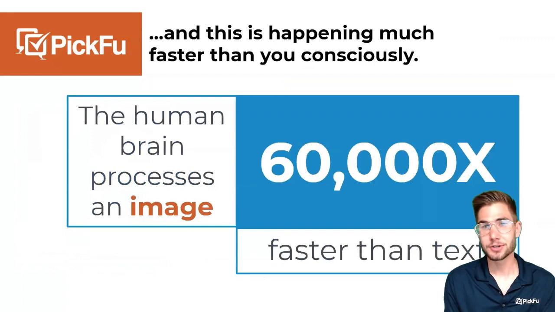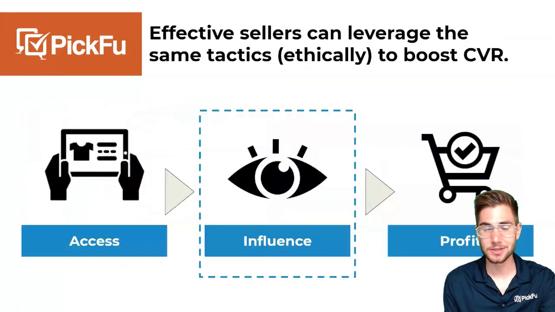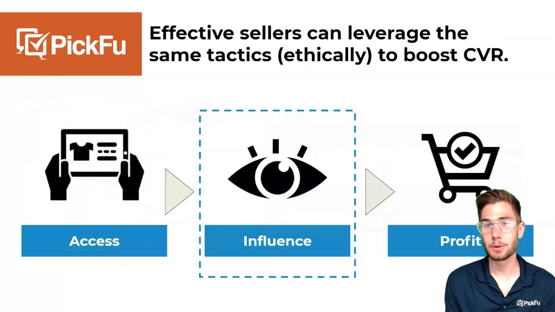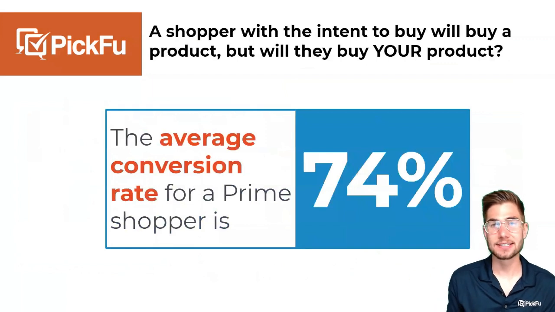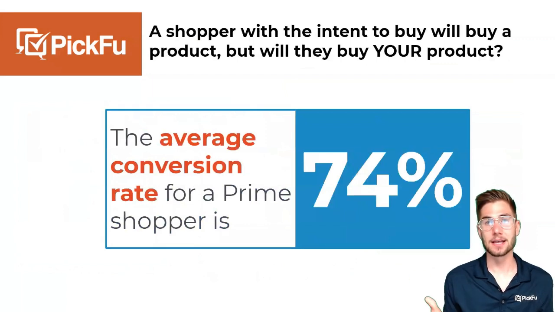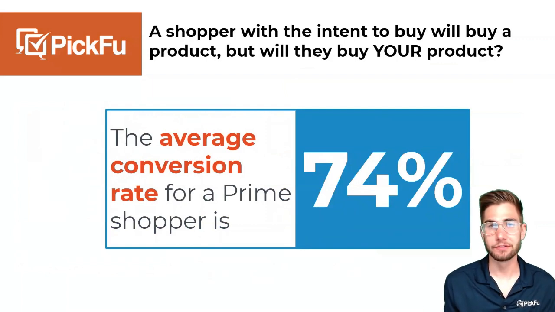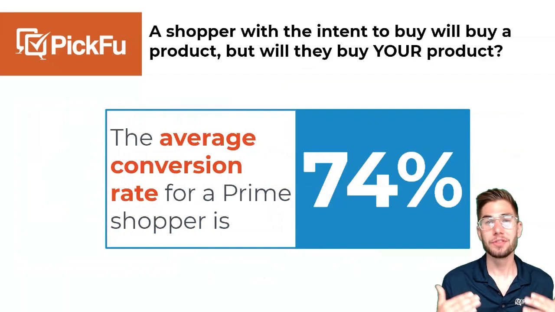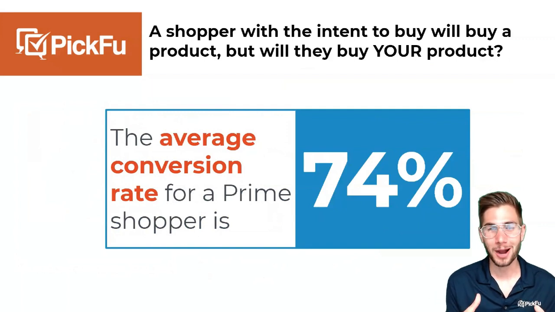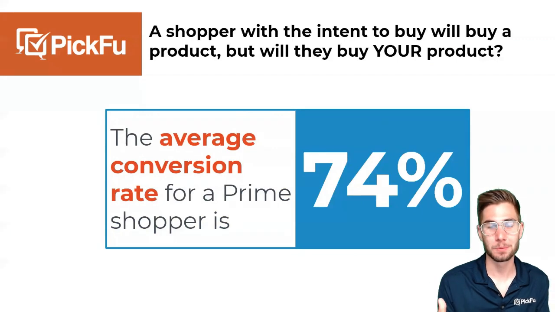So we've understood that the brain is visual. You have access when someone's on your listing. The next thing that we want to talk about is influence. The reason I gave this statistic earlier is to set a baseline, right? The average conversion rate for a Prime shopper is 74%. And you'll see the text above is saying that a shopper with the intent to buy a product will buy a product. It's just a question of whether or not they buy your product.